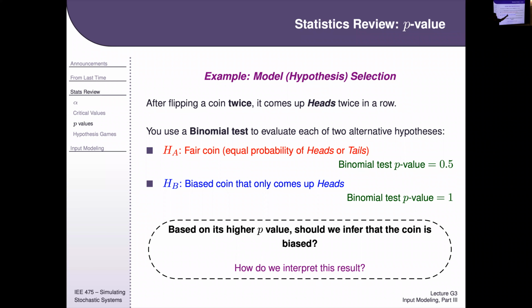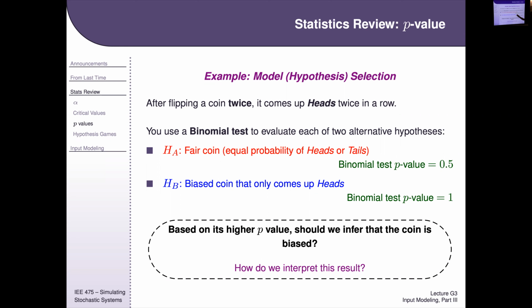The p-value under a binomial test for a fair coin is 50%. So under the null hypothesis, it comes up heads 50% of the time, tails 50% of the time. So if I get a head, then the binomial test value is 50%. Now, the biased coin that only comes up heads has a p-value of 1. So if I just judge hypotheses by p-values, then every time I flip a coin twice and it comes up heads both times, I have to conclude it must be a biased coin.